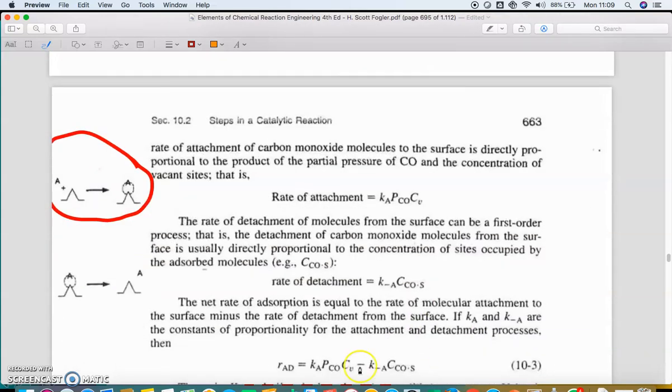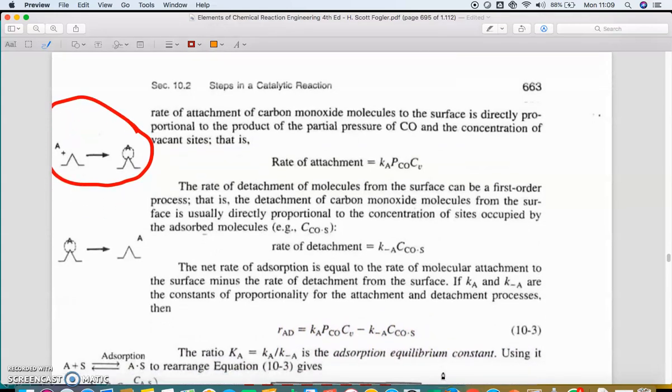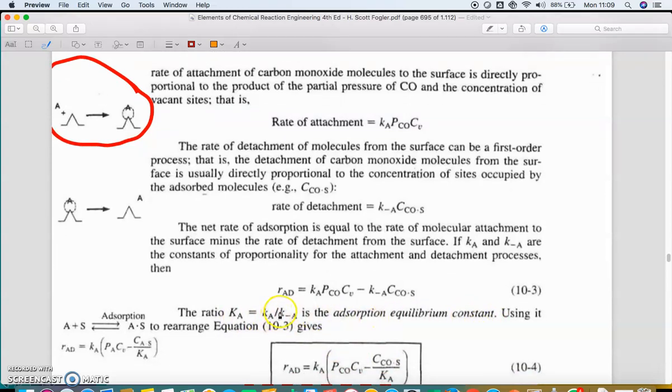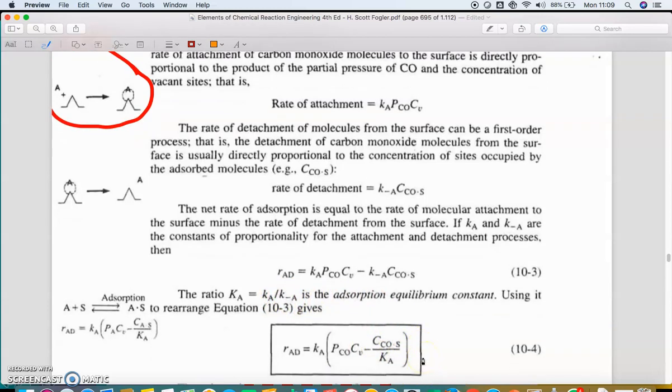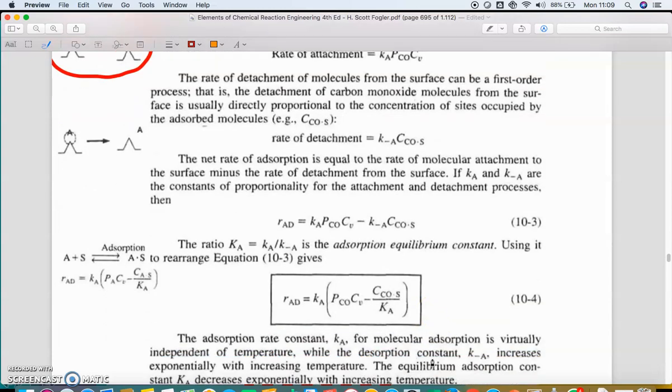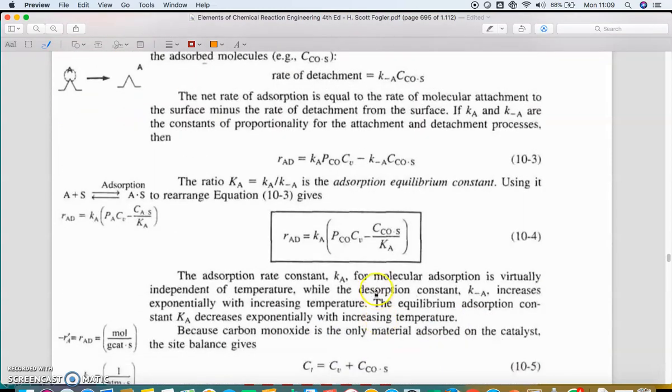So the net rate of absorption is equal to, okay, we can write it as this one, or we make it simplify by having capital Ka, which is the absorption equilibrium constant, which is equal to Ka over K minus A. So this is actually the rate of absorption for carbon monoxide. Later you can try to do the one in the example in the slide.